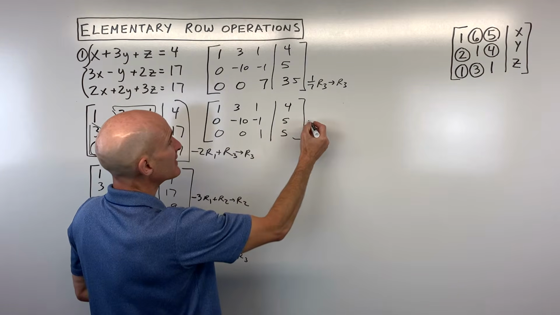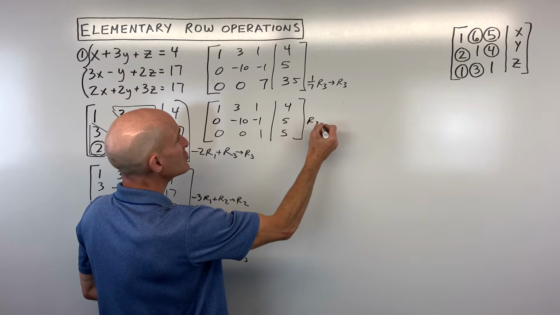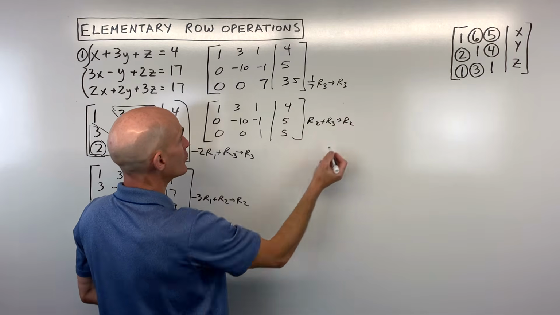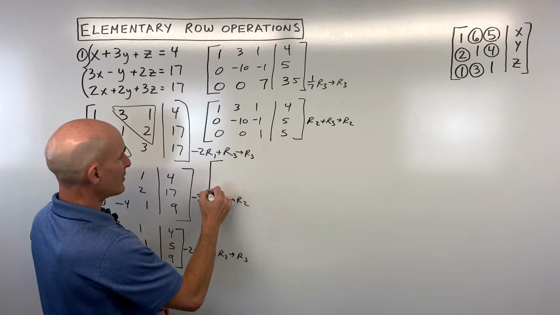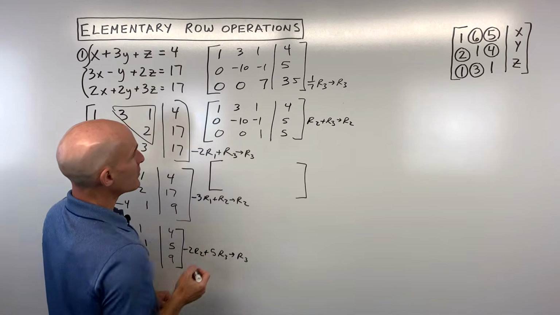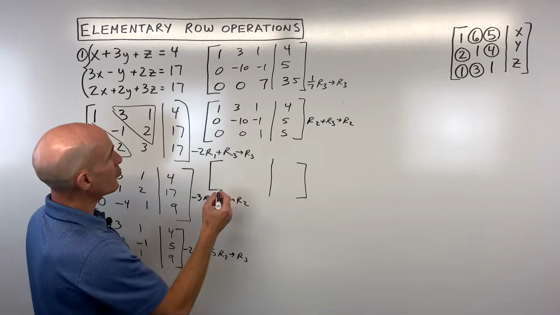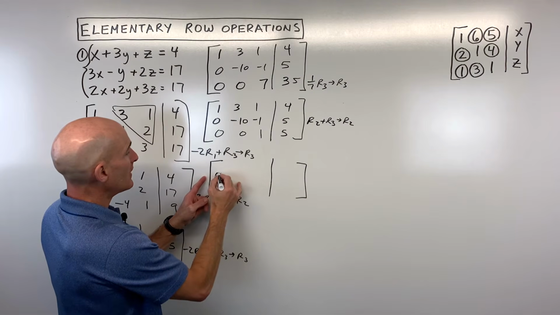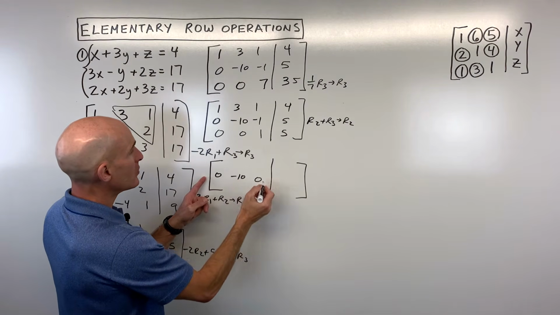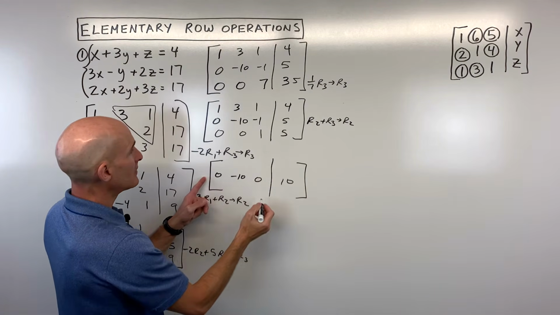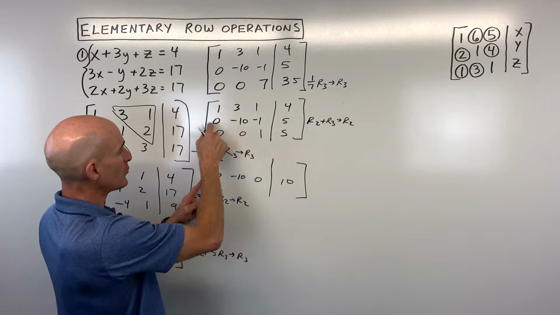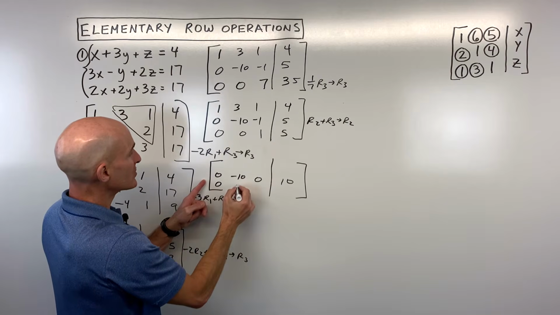So let's go ahead and write that down. Let's say row 2 plus row 3, answer is going to go in row 2. So let me put that right here. Just want to make sure I have enough room to fit this whole problem on the board for you. So this is going to give us 0, negative 10, 0, and 10, because I'm just adding 5 plus 5, 1 plus negative 1, 0 plus negative 10, 0 plus 0. The other rows are going to stay the same.